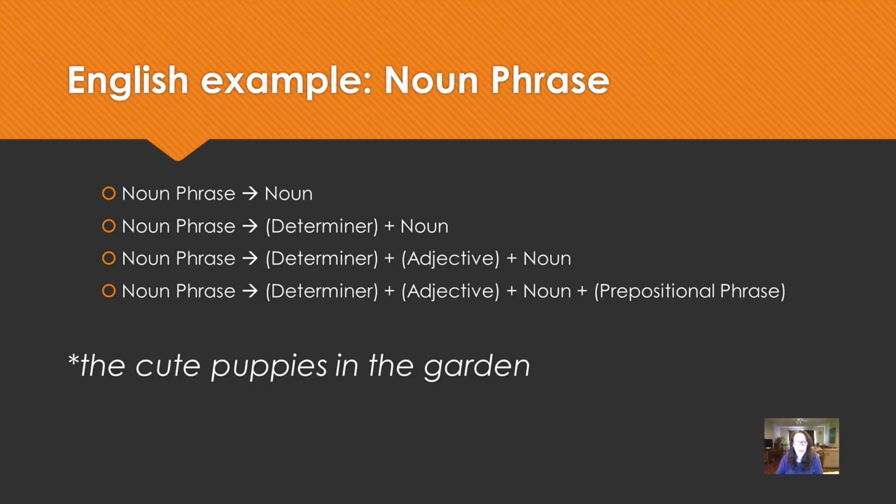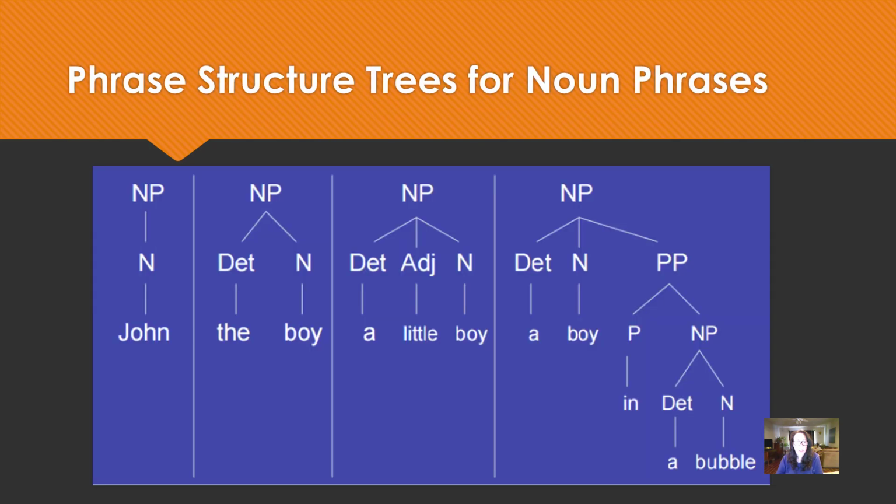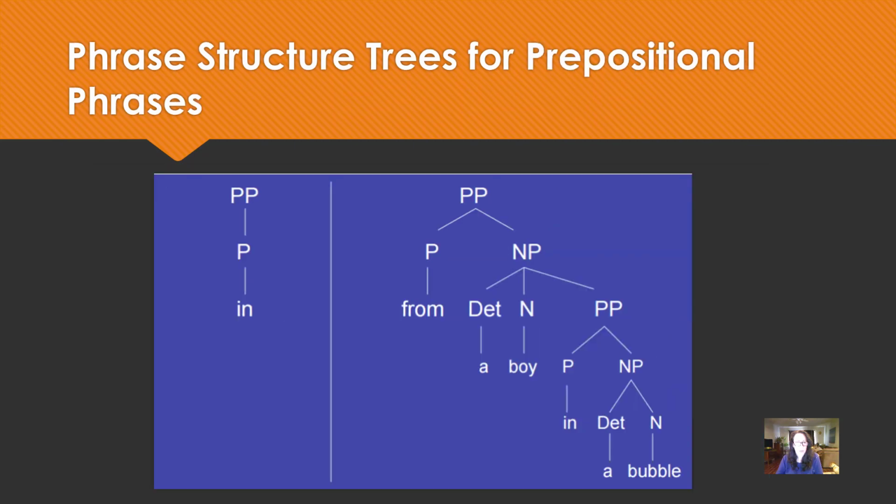The idea here is that we can show the hierarchy of sentences. We can show the structure of sentences. Another way to do this is to draw trees. We are not going to draw trees for this class, but I did want to show you some trees so you can get a visual of what the trees will look like. And then here is a tree for a prepositional phrase.